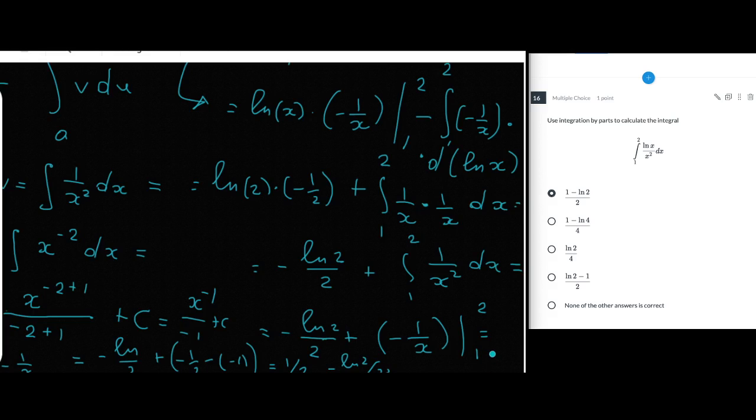So two slightly different techniques. The first solution used a substitution first and then integration by parts. The second solution did not use any substitution, just used integration by parts right away.